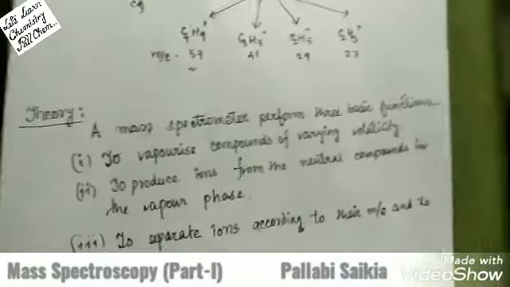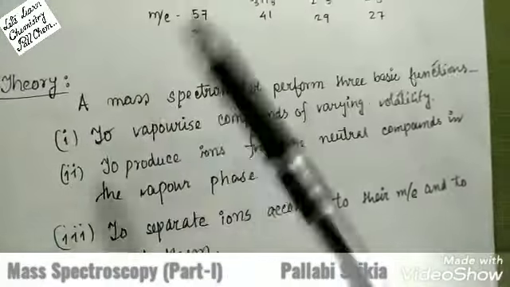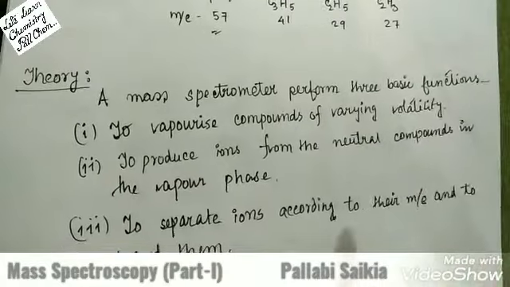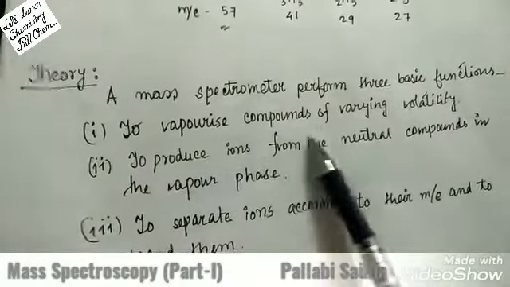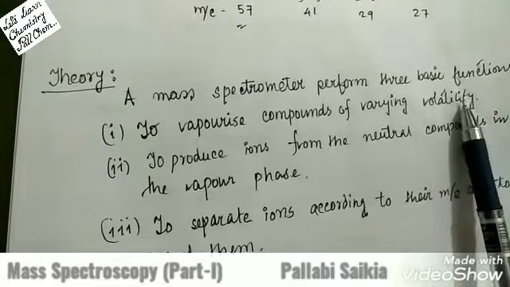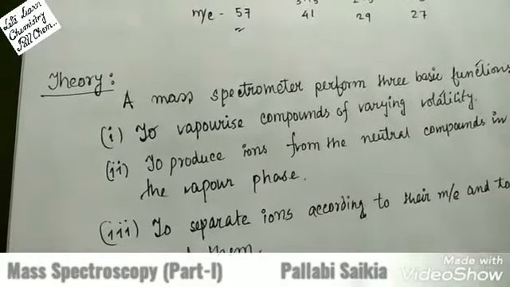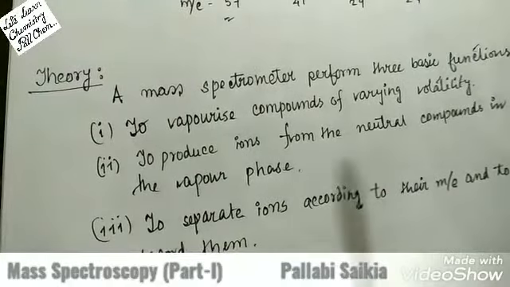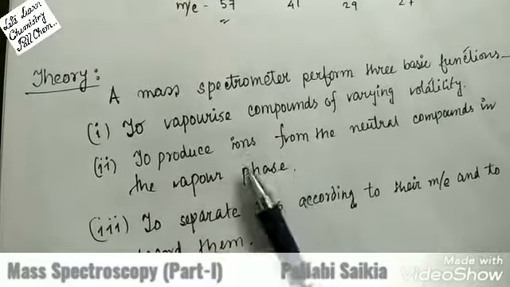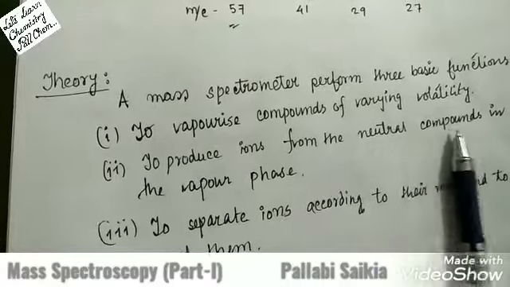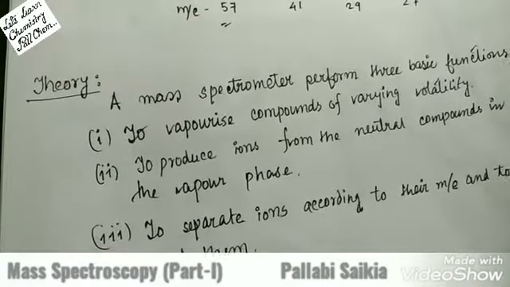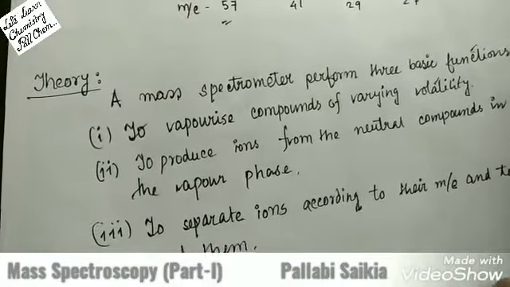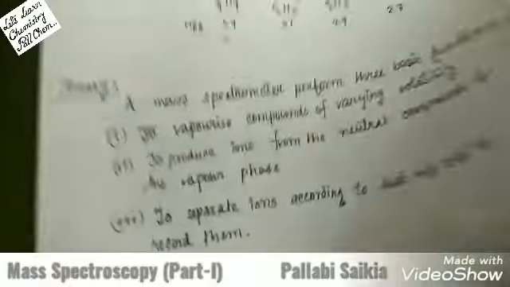So the theory is that the mass spectrometer performs three types of work. First, it vaporizes the compound, which may be of varying volatility. In the mass spectrometer the molecule is vaporized. Second, the vaporized molecule is ionized. And third, the ions are separated according to the m/z ratio and recorded.